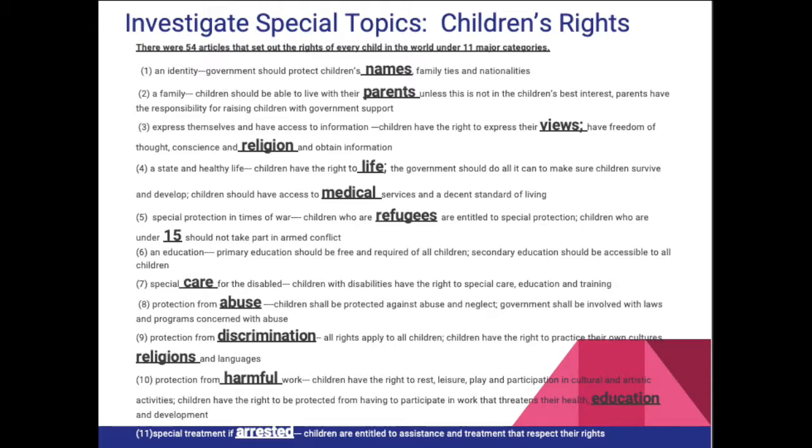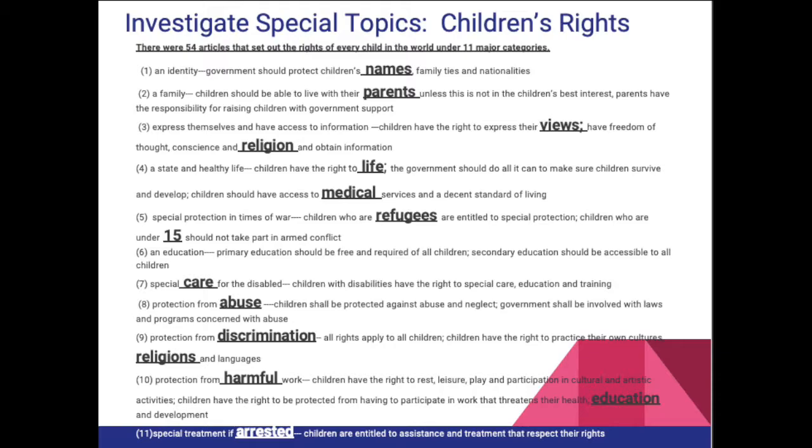Number 6, special protection in times of war. Children who are refugees are entitled to special protection. Children who are under 15 should not take part in armed conflicts, so no child soldiers. Number 7, an education. Primary education should be free and required of all children. Secondary education should be accessible to all children. Next one, special care for the disabled. Children with disabilities have the right to special care, education, and training.